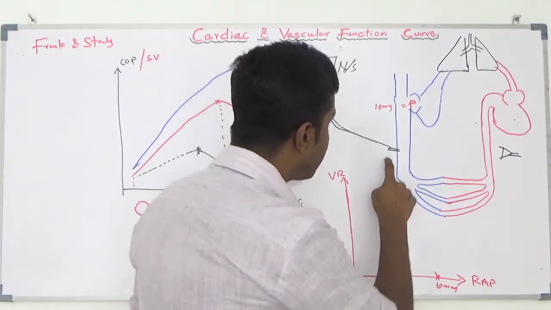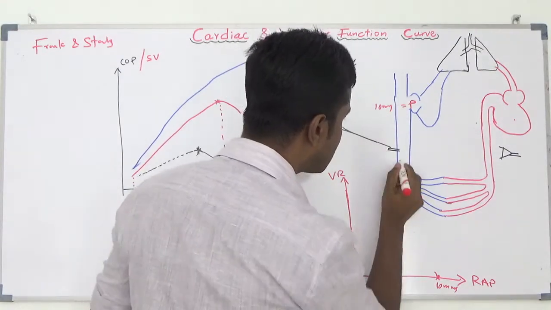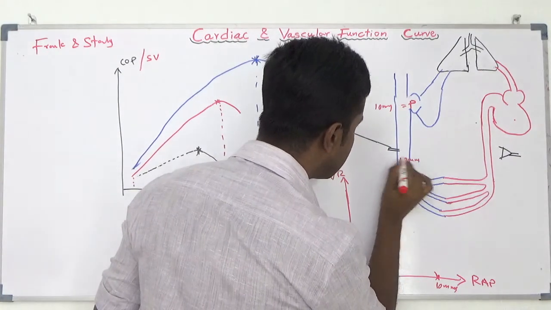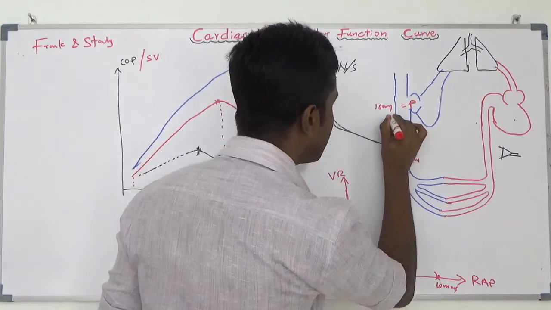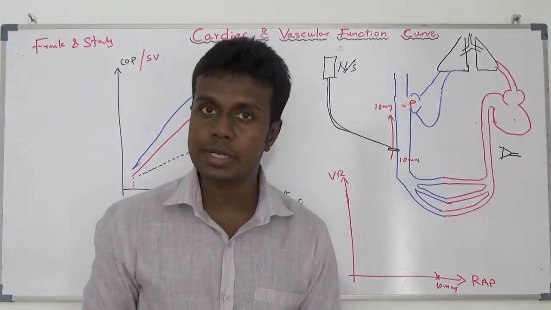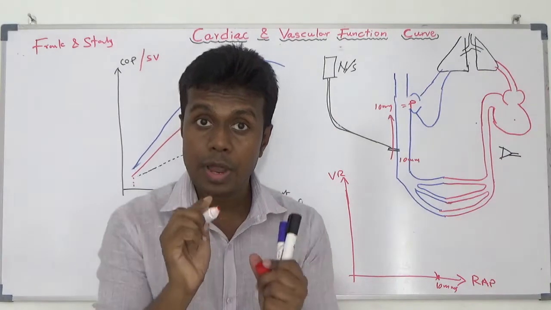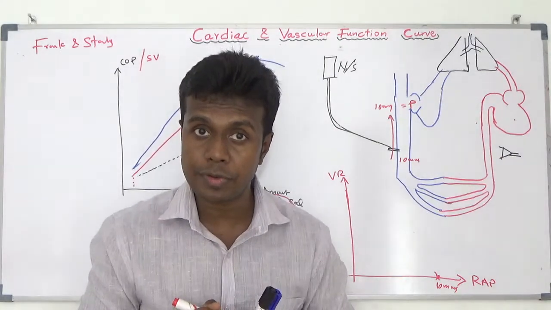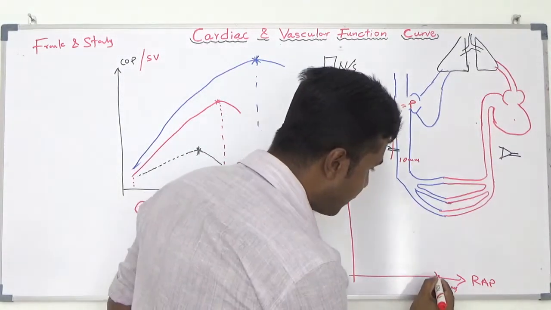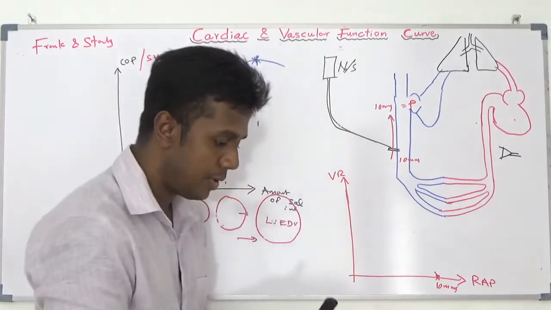can blood drain from here to here? Here pressure is also roughly about 10 millimeter mercury. Can blood come from here to here? No, your venous return is 0. If you have right atrial pressure of 10, here venous return is 0.